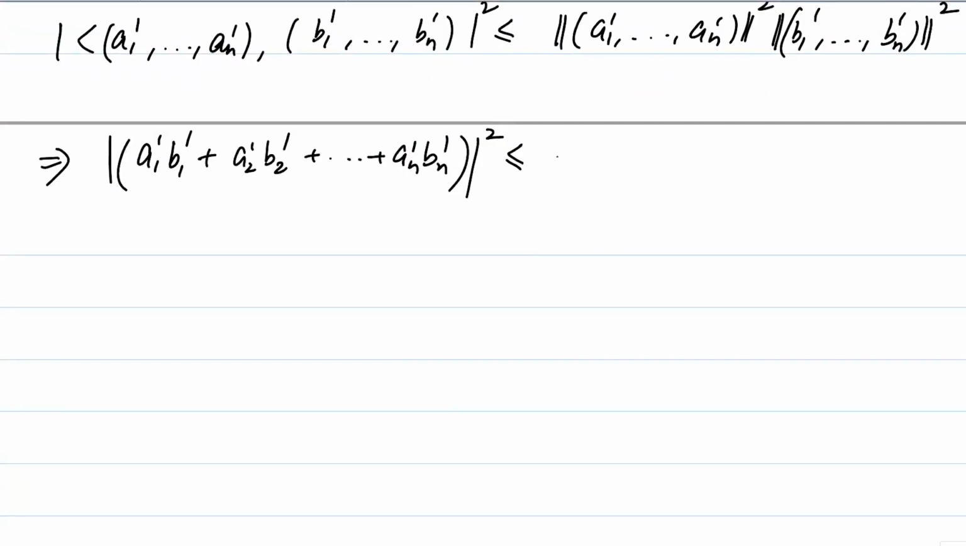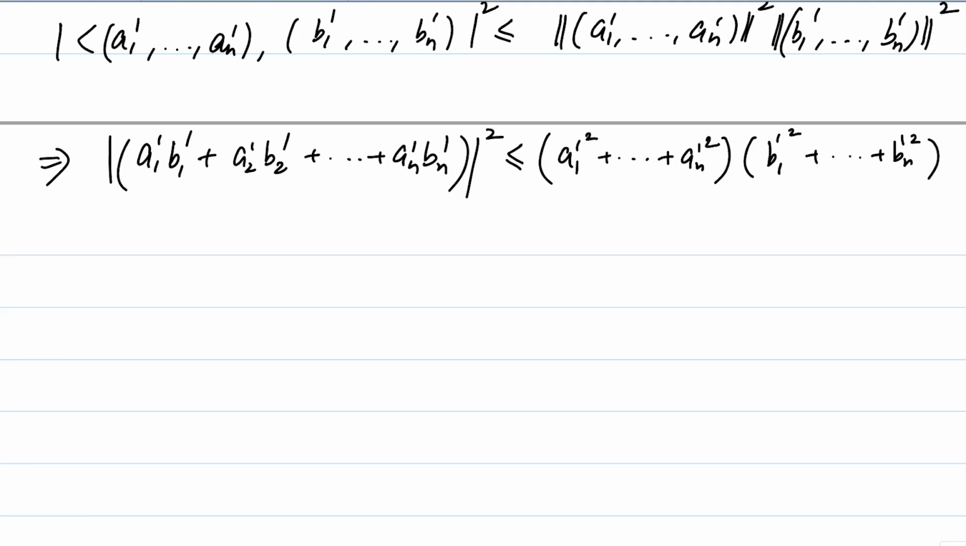It will just be equal to the sum of a1 prime square plus up to an prime square. That will be the length of a1 prime up to an prime, and this will be b1 prime square plus up to bn prime square.